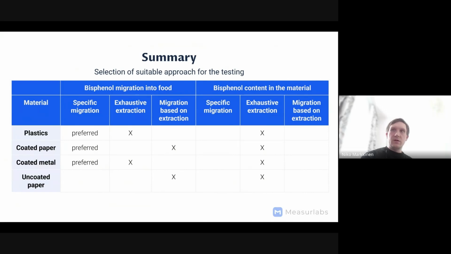Yeah, so kind of going back to where I listed the three different options for measuring the migration. If the material is plastic or coated in a way that it can withstand the actual migration test, then obviously that's the preferred way of measuring the migration. But if not, then you can alternatively use the data from the exhaustive extraction, assuming 100% migration, or do migration modeling. Or if it's uncoated paper, you're pretty much out of luck. You have to really do it based on extraction. And obviously, if you want to measure content, you have to have a method that is effective enough in extracting the material, so it would be exhaustive extraction in all cases.